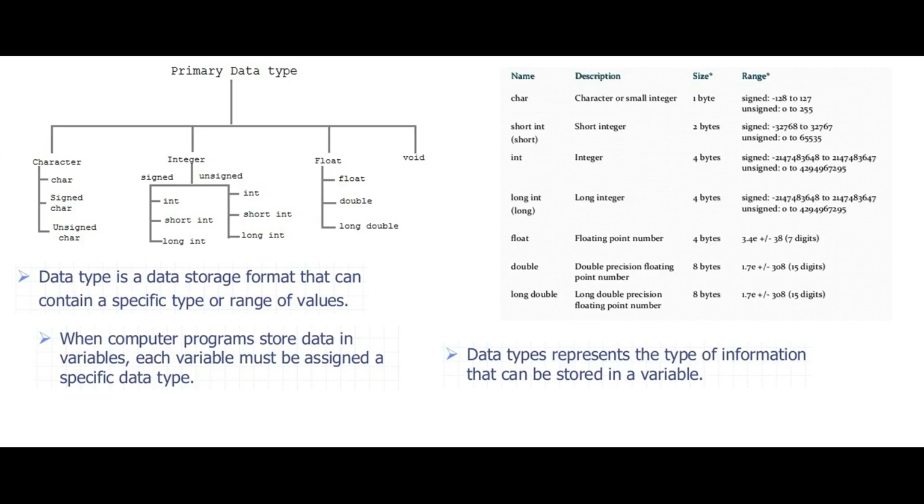And now, a few points about data types. A data type is a data storage format that can contain a specific type or range of values. When computer programs store data in a variable, each variable must be assigned a specific data type. Data types represent the type of information that can be stored in a variable.